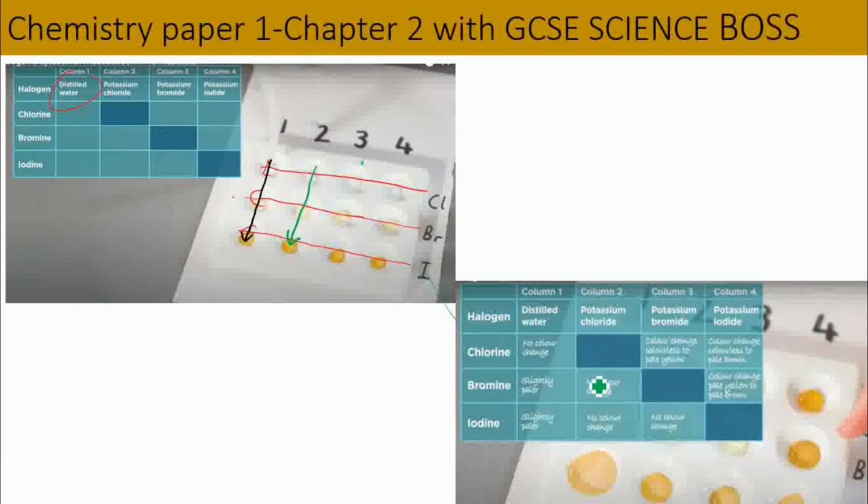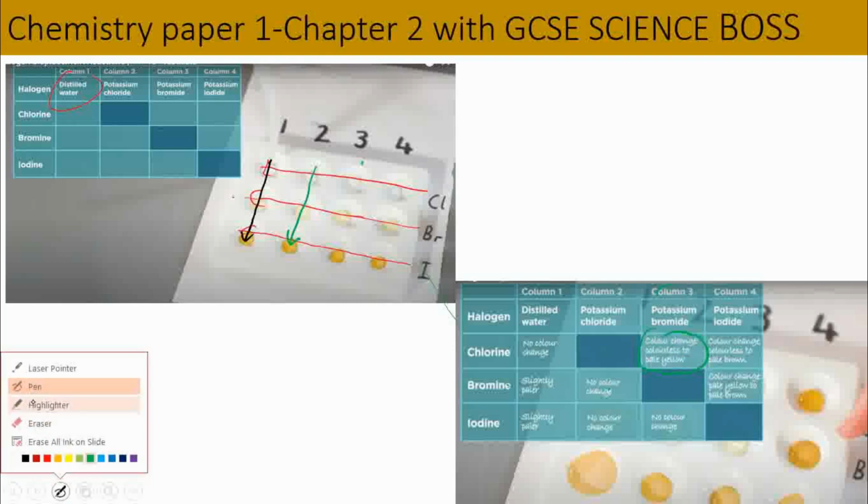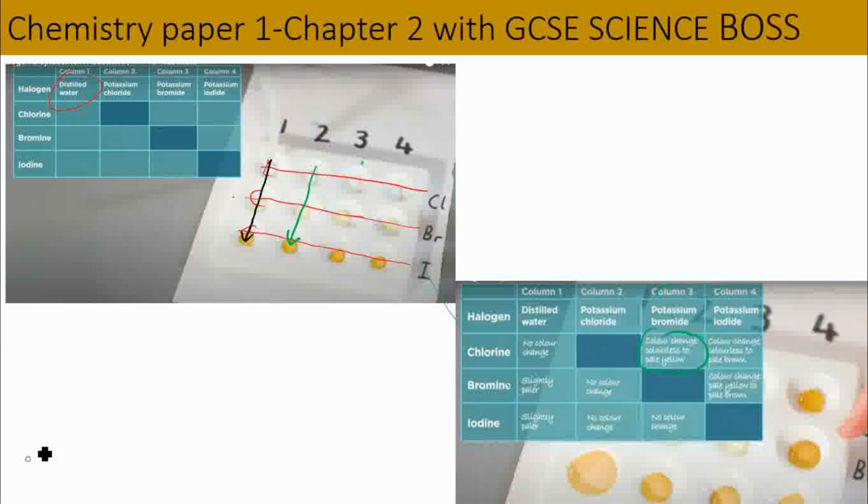Good. And then bromine, with potassium chloride, no change there. But look at where you're having your color changes. Now the color change is happening. I'm just going to look at this one. Why is it that the color change happened there? And we need to look at that. So let's use that color there. So if you think about it, you're adding chlorine.